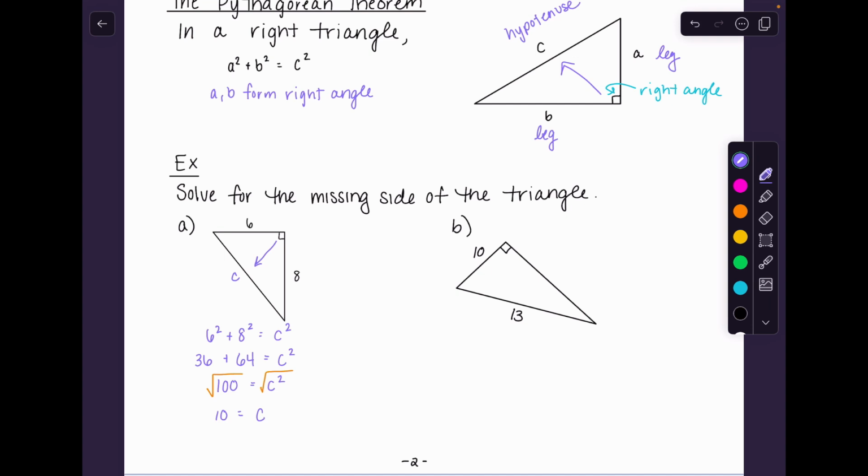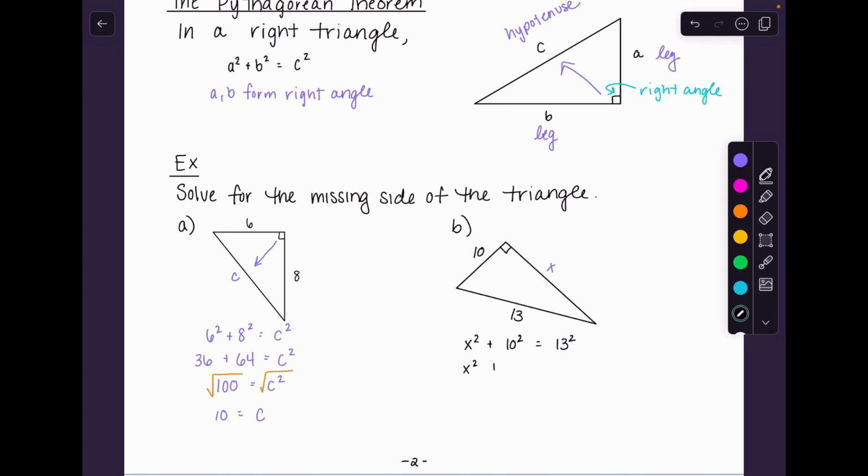Okay, in this next one, I'm missing one of the sides that forms that 90-degree angle. I have no idea what it is. You can call it A, B, or C. Well, C you should reserve for the hypotenuse. You can also just call it X. It really doesn't matter how you label this. Setting this up, we square the two sides that form the right angle, and that is going to equal the hypotenuse squared.